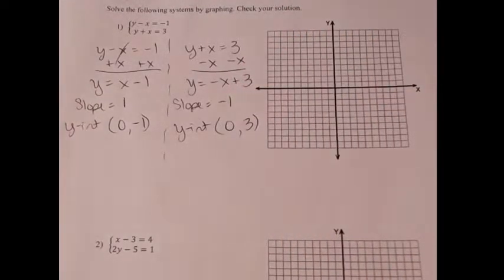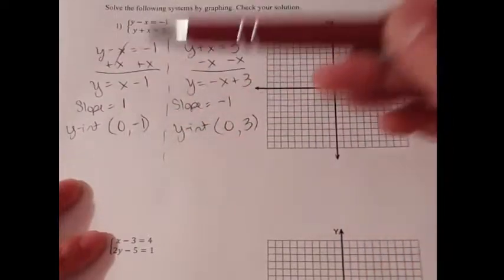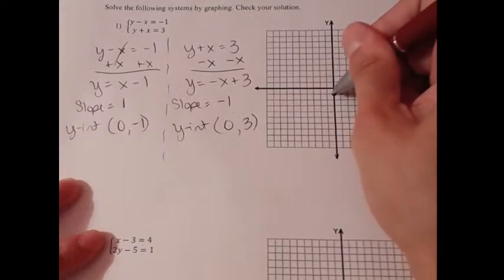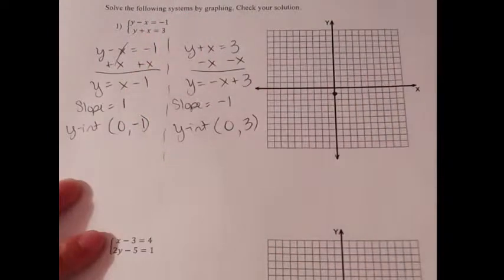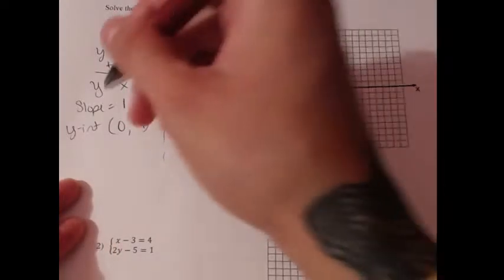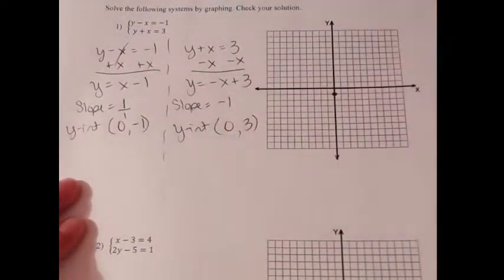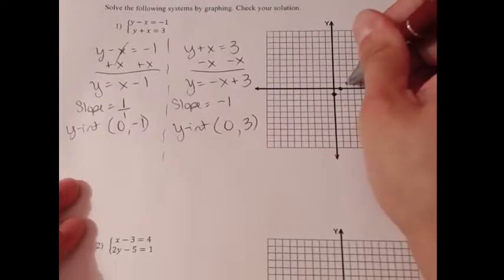At this point, we are going to plot this information, and then, of course, connect with a straight line. So for our first line, one at a time, start with your y-intercept of 0, negative 1. And now we want to apply the slope, which is a positive 1. Remember, slope should be represented as a fraction. So because this is an integer, we can write it over 1. So it's rise 1, run 1. Let's do it again. Rise 1, run 1. And one more time.